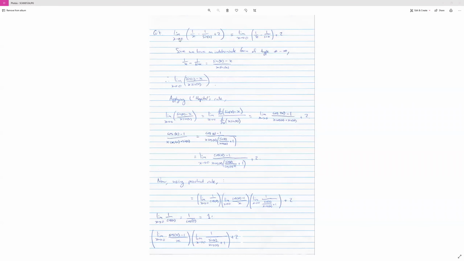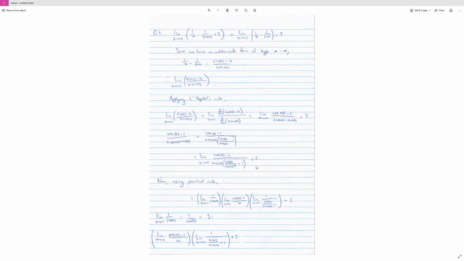Okay, so we have our problem here of the limit of 1 on x minus 1 on sine x plus 2 as x approaches 0. So we know straight away we have an indeterminate form of type infinity minus infinity. So we can simplify that straight away right here. And then that'll eventually allow us to apply our L'Hopital's rule.